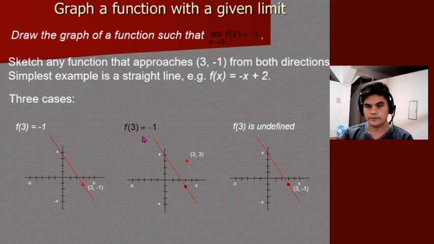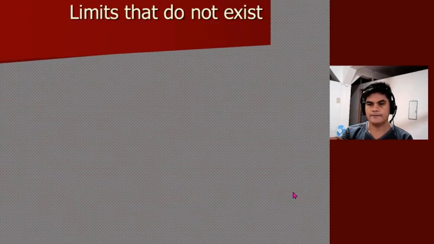How about this? The f(3) is not equal to negative 1, so that will be 3, 3. Now, f(3) is undefined here. Okay? So f(3) is undefined.